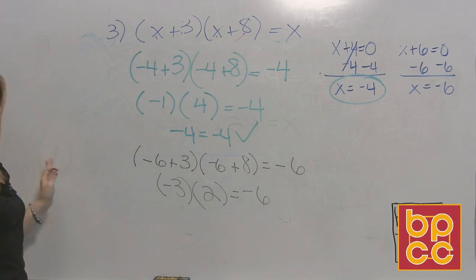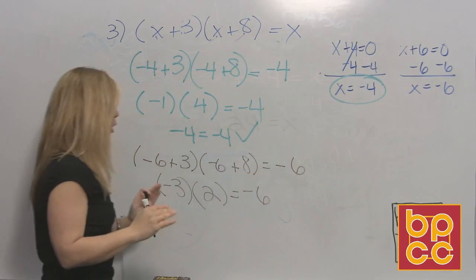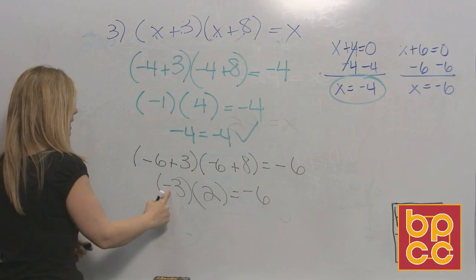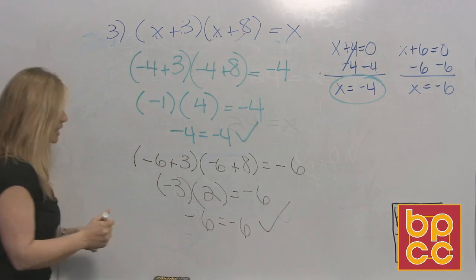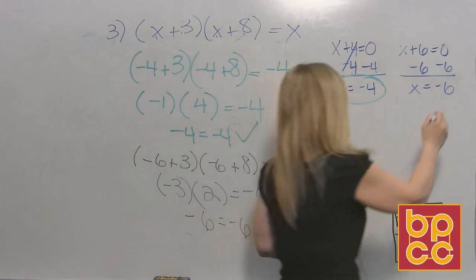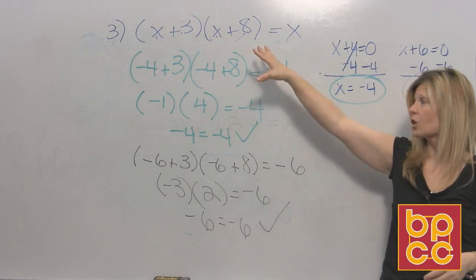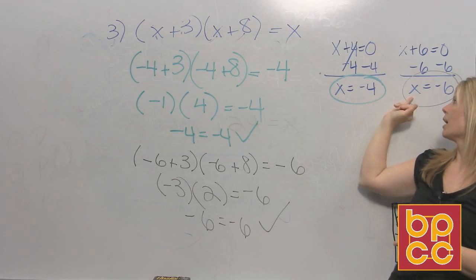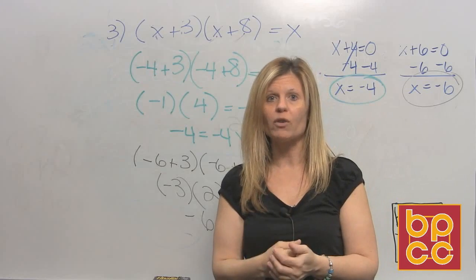If you look, I'm not moving any numbers. They're staying on the left side. They're staying on the right side. All I'm doing is seeing if they balance. Negative 3 times 2 is negative 6. That equals negative 6. It checks. So both of these check. They're both the solution. So the answer to this equation is both x is negative 4 and x is negative 6.